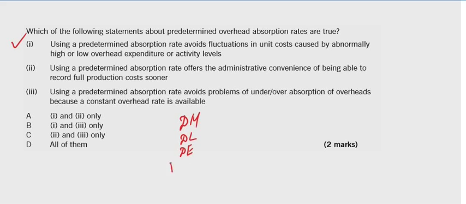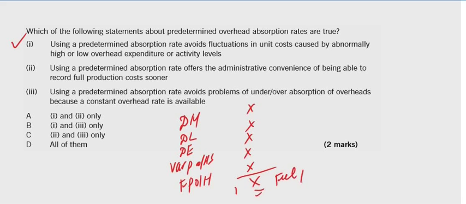Variable production overheads and fixed production overhead, which is the overhead absorption rate per unit here. This will give us the full production cost. That's why the second statement is correct.